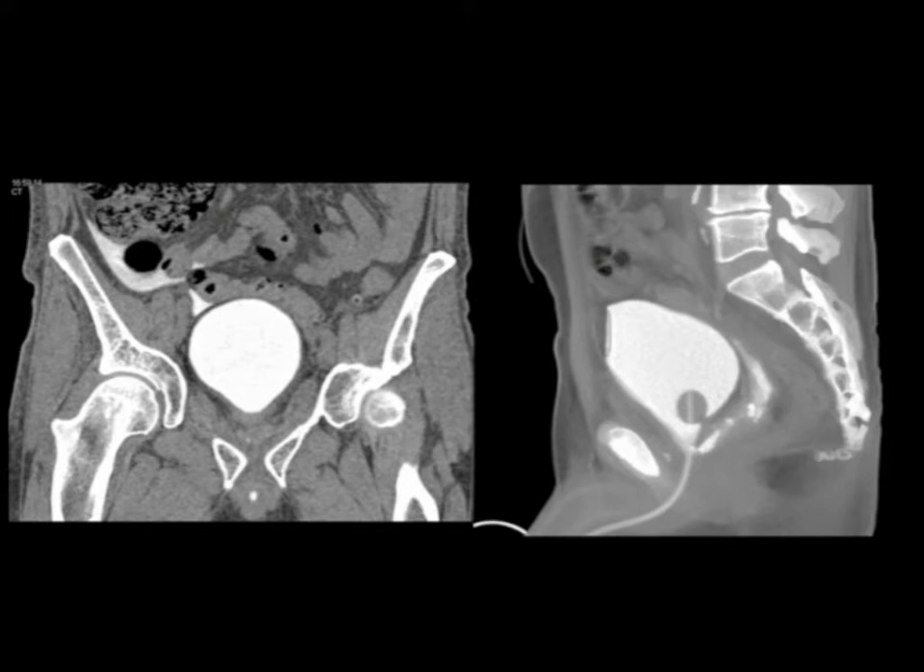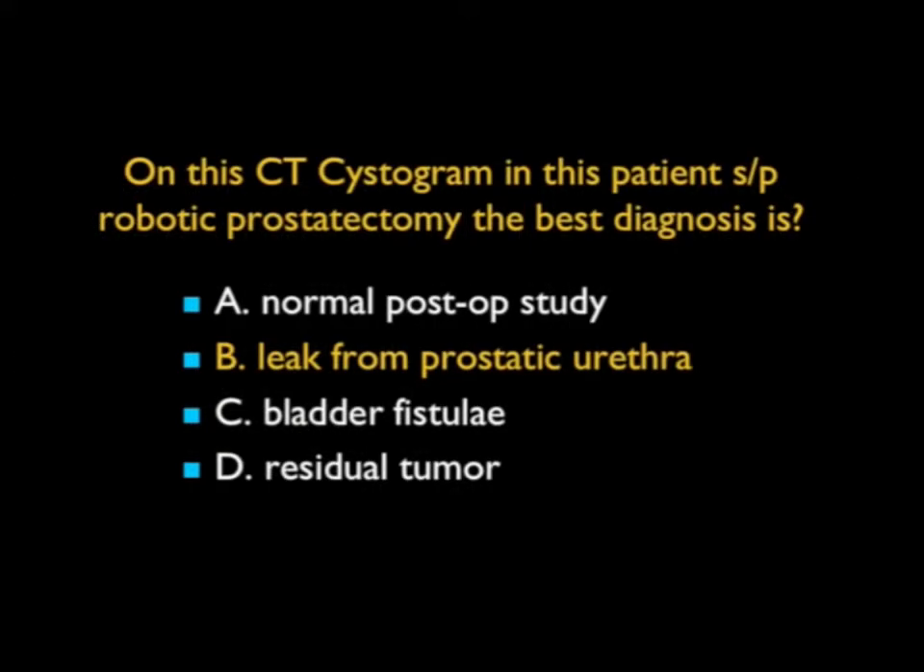You can see where it begins at the base of the bladder where the urethra is. And so the most classic location we see is a leak from the prostatic urethra at the base of the bladder. So no, obviously, this is not a normal post-op study. It's not a bladder fistula. It's not a residual tumor. It's simply a leak. Now, most of these patients will do well. You know that we always speak about intraperitoneal leaks. You have to operate. Retroperitoneal, or extraperitoneal, rather, we say we watch. But many of these patients, they'll be watched conservatively, and most of them do fine over time.